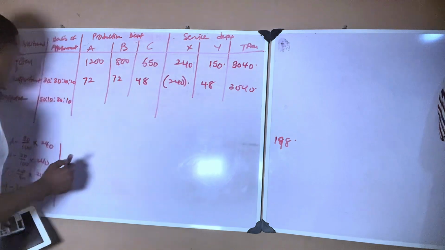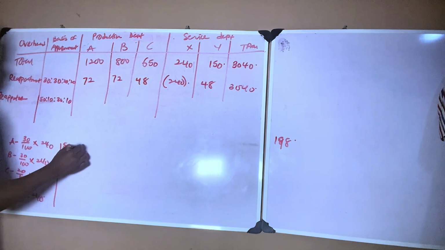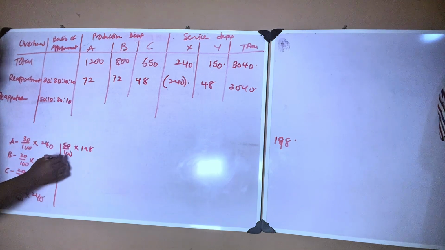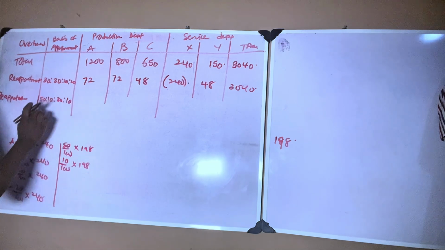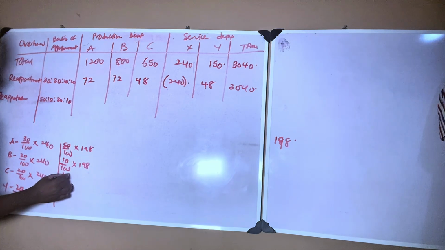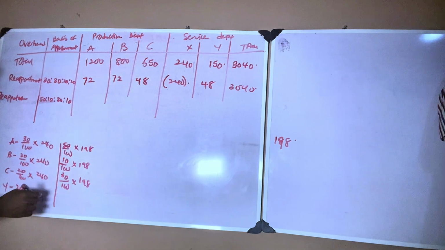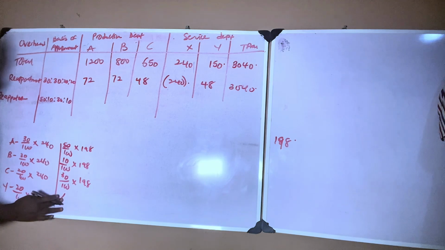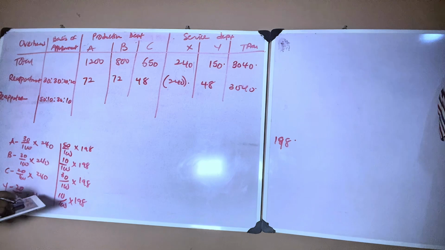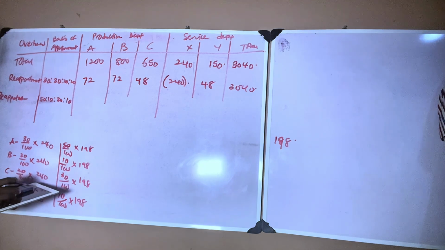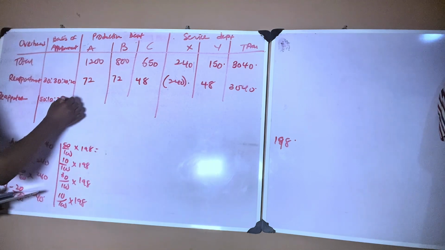Because we are reapportioning service department Y, let's go from A: 50 divided by 100 times the total, 198. For department B, 10 divided by 100 times 198. Department C, 30 divided by 100 times 198. And department X, 10 divided by 100 times 198. So 50 divided by 100 times 198 gives us 99.